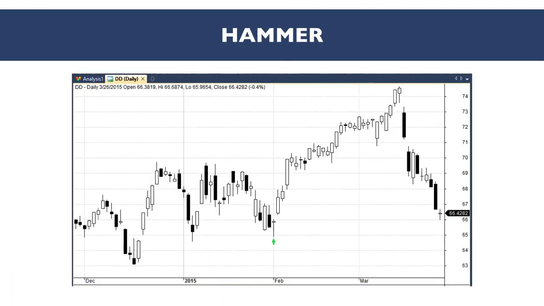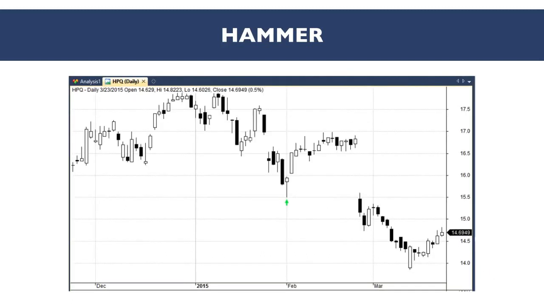Here's an example on the chart of BD, shown by the green arrow. You can see the longer lower shadow where the market has fallen, but then the stock has been brought back up by the bulls. And you can see this set in motion a decent upward move. Here's another example in the chart of HPQ, Hewlett Packard.